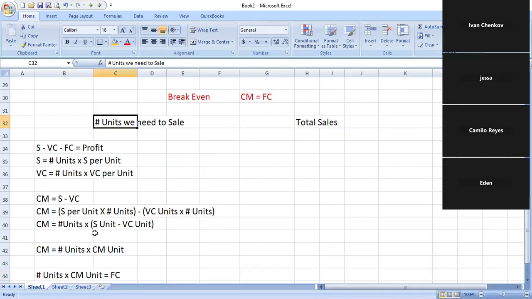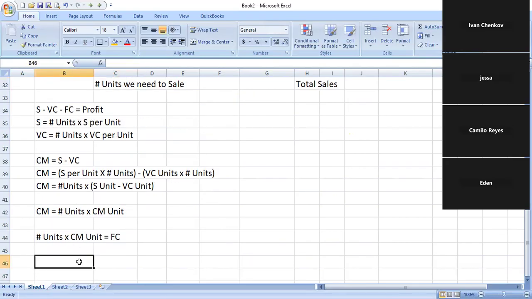What was the first question that we asked? How many units we need to sell? Can I find out now how many units I need to sell? Yes, Prof. Number of units will be how much? Fixed cost divided by contribution margin per unit.